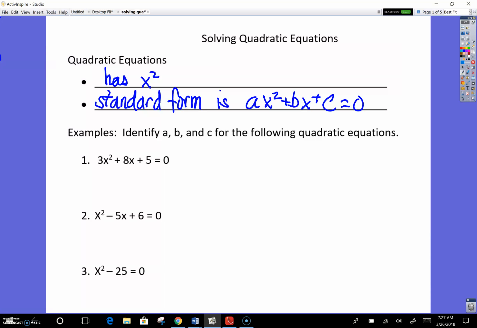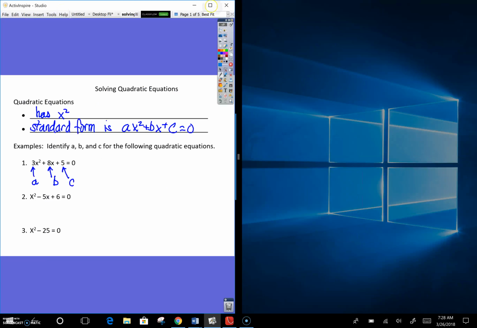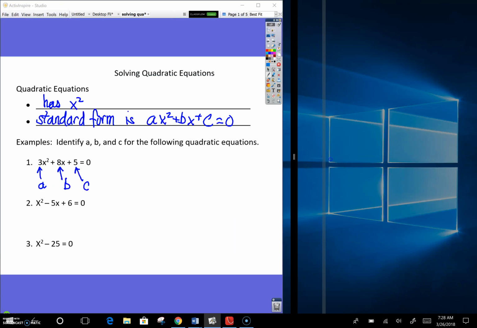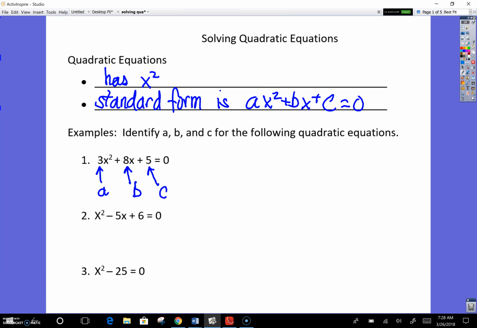Okay, so it says identify a, b, and c for the following quadratic equation. Remember, a is the coefficient in front of the x squared. So this right here is a. This is b. B is always with the x. And c is the constant. So a is equal to 3, b is equal to 8, and c is equal to 5.